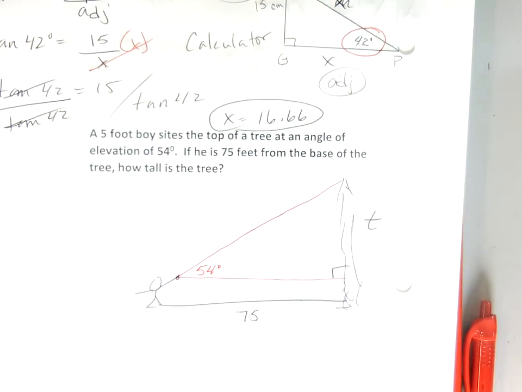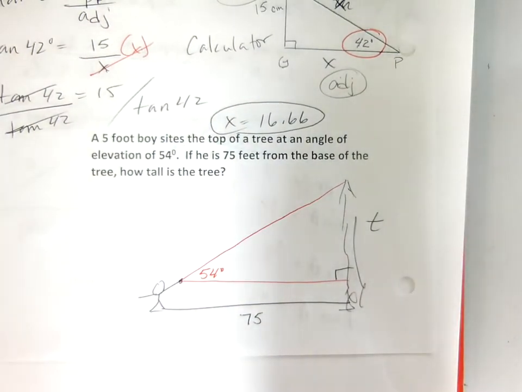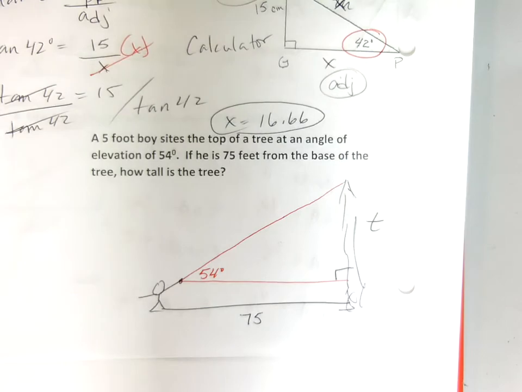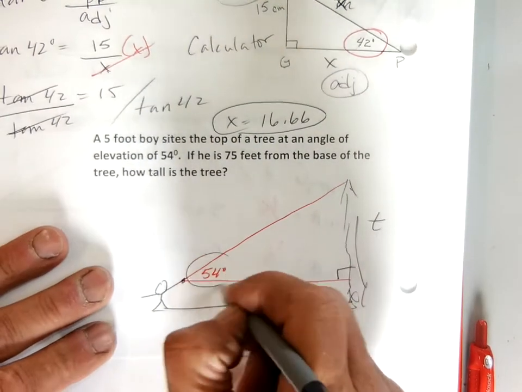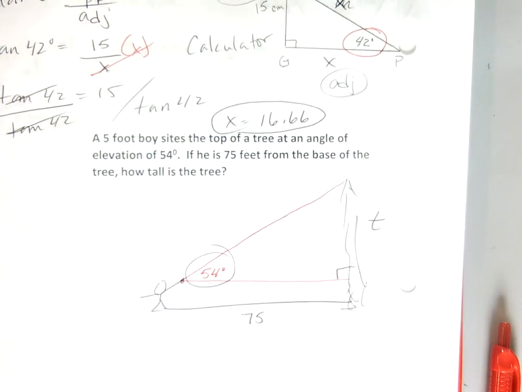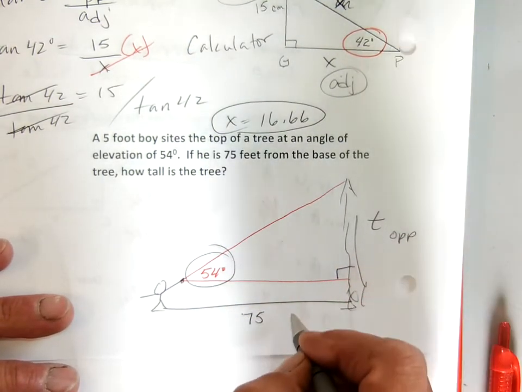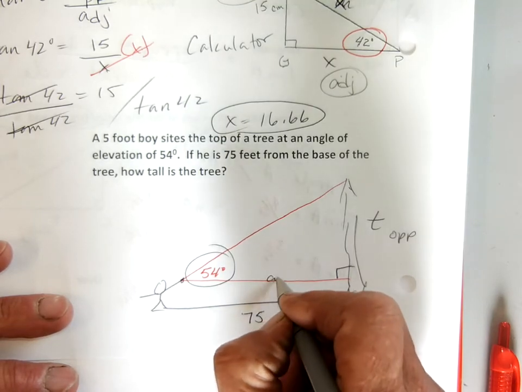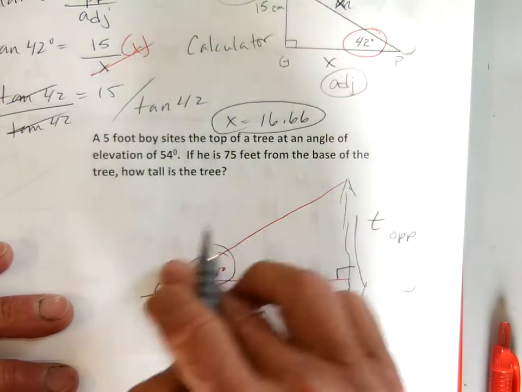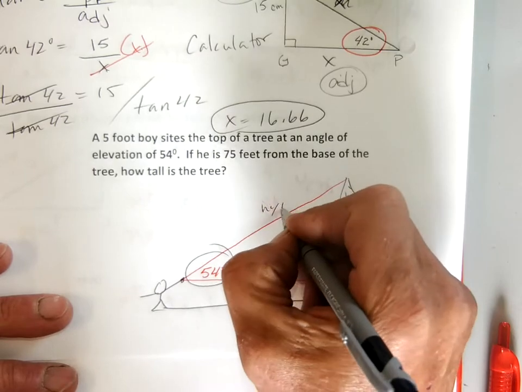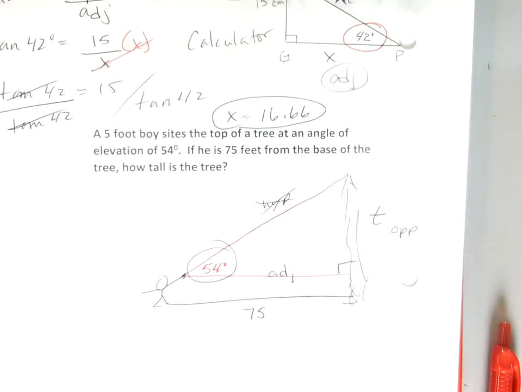So let's take a look at this. Well, step one. What's step one always? Start at the angle. Good. Step two. What's step two? Label the sides. So opposite is my tree. Adjacent is my 75. And the hypotenuse we don't care about, right? It's not important in this problem, okay?